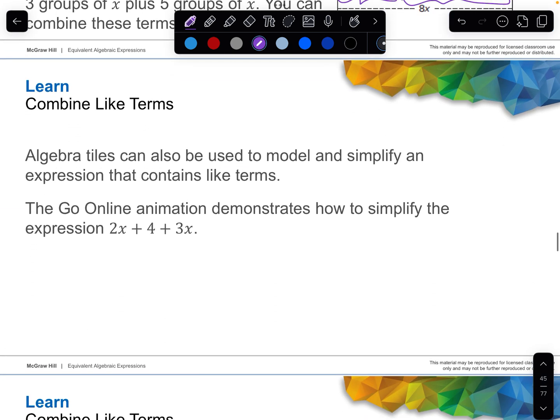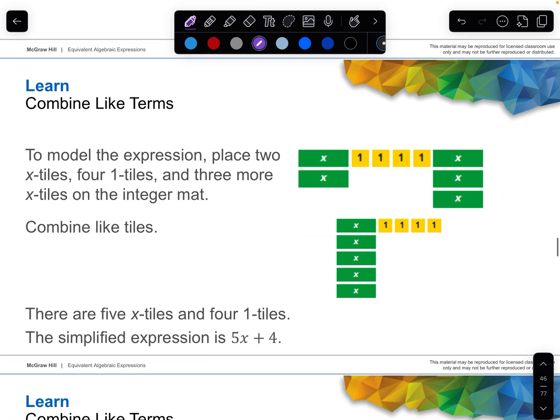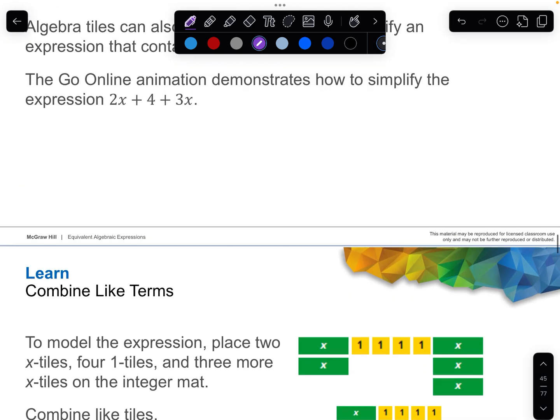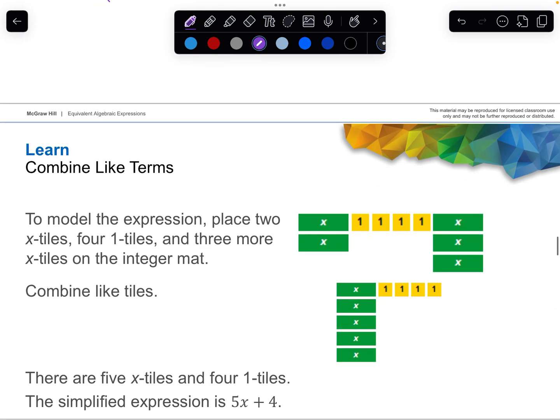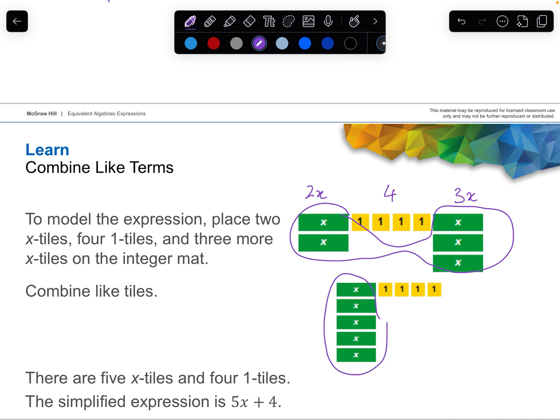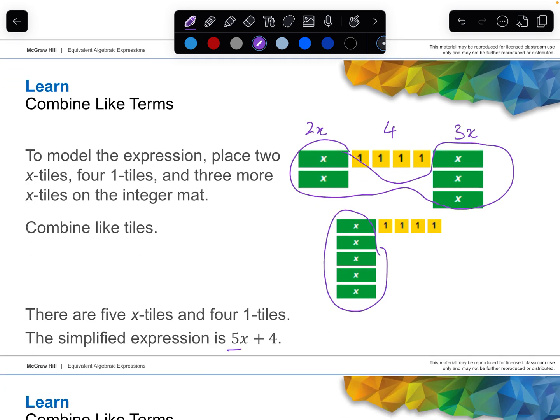We can also use algebra tiles to model and simplify an expression that contains like terms. So to model the expression 2x plus 4 plus 3x, I'm going to place 2 x tiles, 4 1 tiles, and 3 x tiles. Now I'm going to regroup them to combine these x tiles together. That gives me 5 x tiles and 4 1 tiles. So my simplified expression is 5x plus 4.